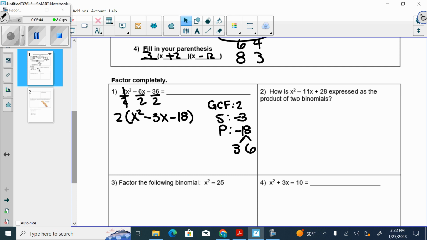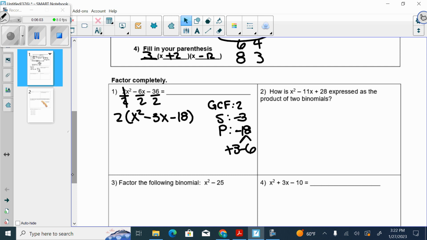Okay, so let's check and see if 3 and 6 will work for us. One of them has to be what? Negative. What's negative 3 plus 6? 3. And we need it to be, okay, so let's flip it. 3 minus 6. So that works, right? That must be our option.